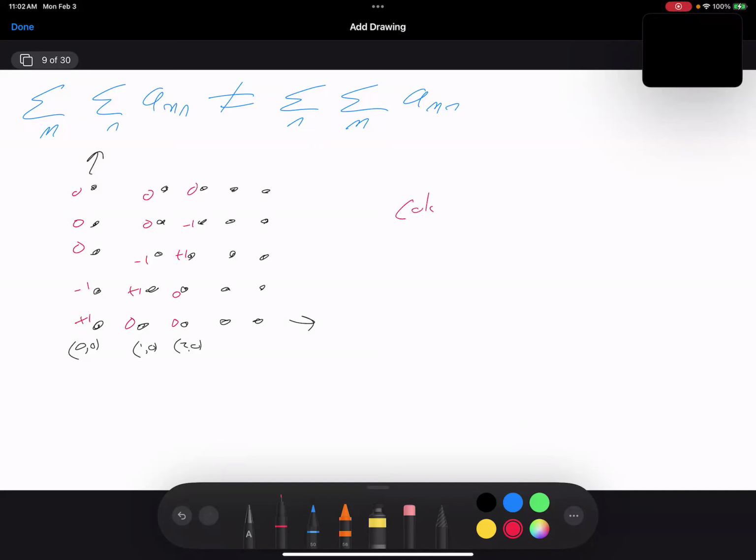If we do columns, then rows, what do we get? So what does each column sum to? So since each column sums to 0, and then we go across the rows, we get 0. If we do rows, then columns, what does each row sum to? Well, the bottom one's 1. The bottom one is 1, and then every other row sums to 0.